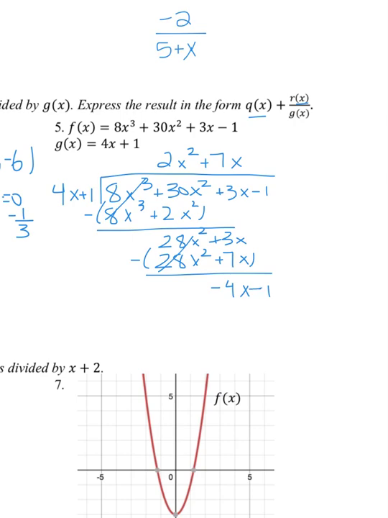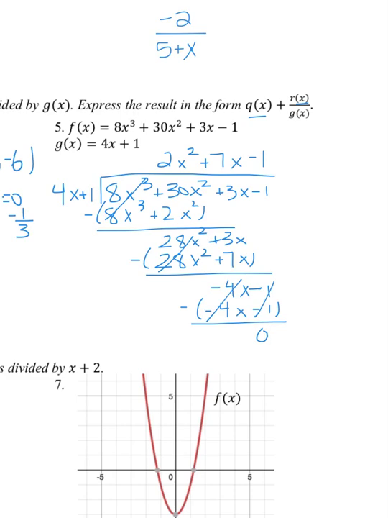Negative 4x divided by 4x is negative 1. So that's negative 4x minus 1, parentheses, and subtract. Negative 4 minus negative 4 cancels. Negative 1 minus negative 1 also cancels, so you get a remainder of 0.